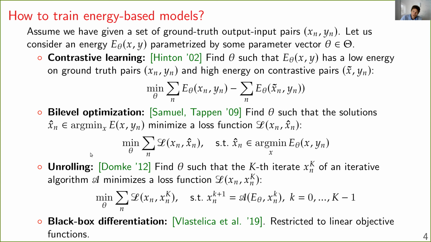Something that is also interesting with unrolling is that if you consider this unrolled algorithm, this already looks very similar to a feed-forward network. So this provides a direct link between optimization-based methods and feed-forward networks.